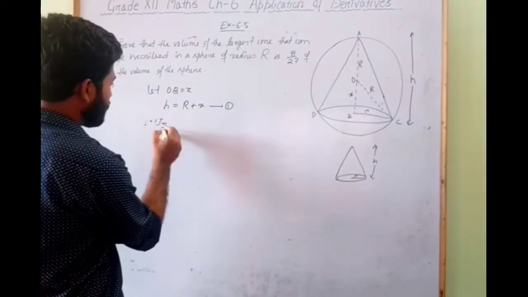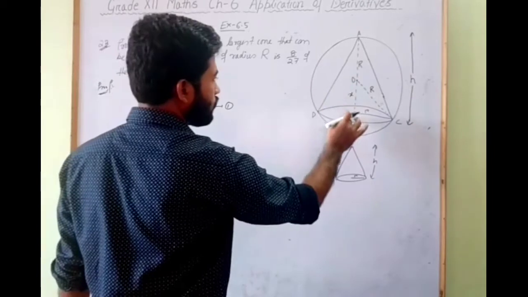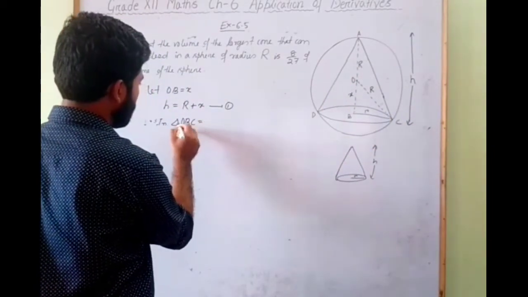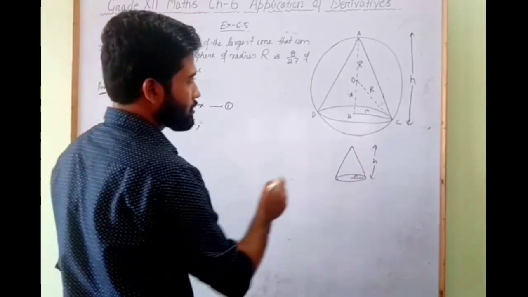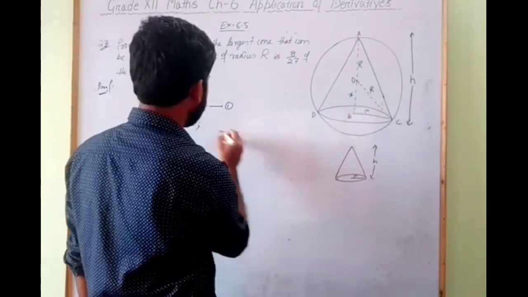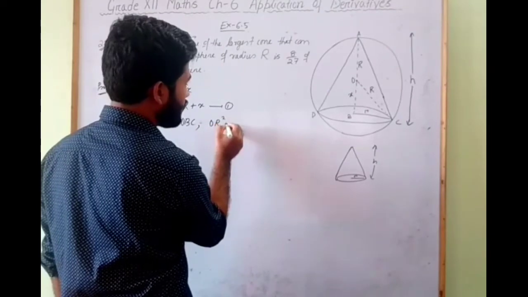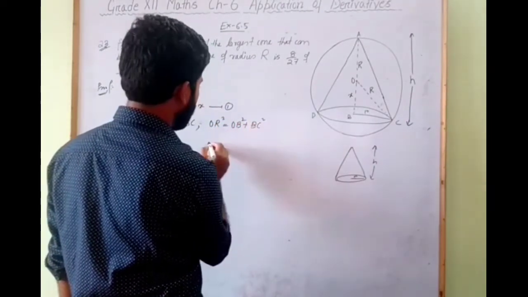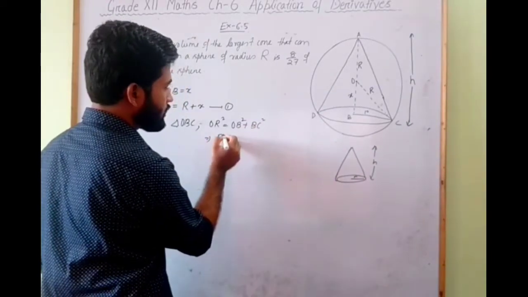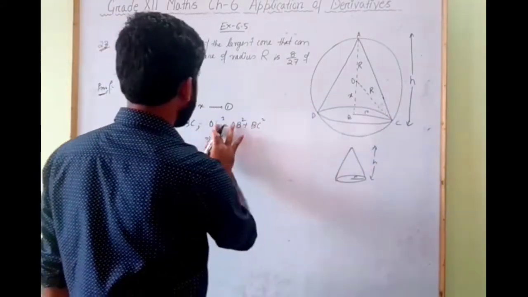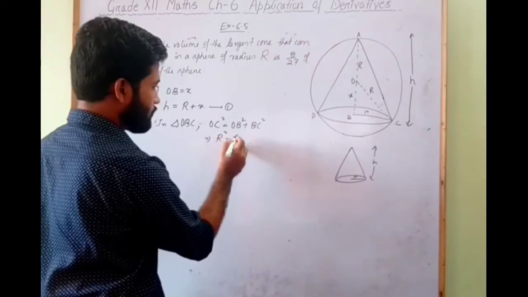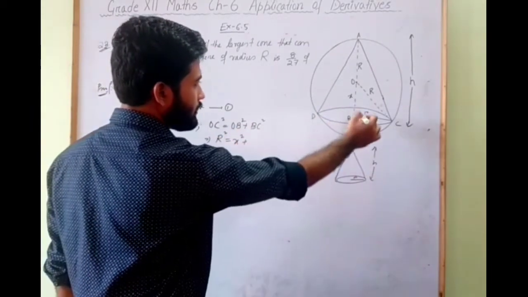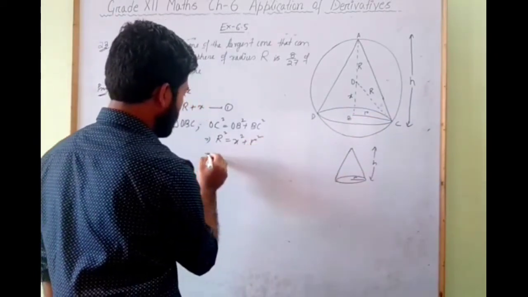And from triangle OBC, using the Pythagoras theorem, this is a right angle triangle, so OC square will be equal to OB square plus BC square. So this R square is equal to, in place of OB I can write x square, and in place of BC I can write small r square.